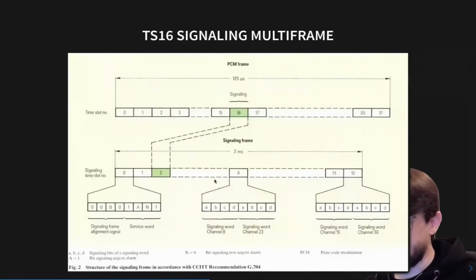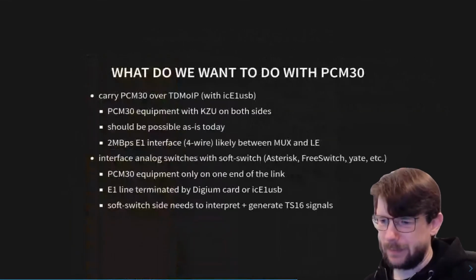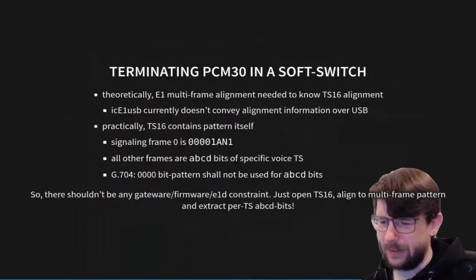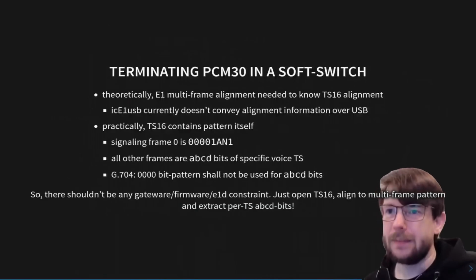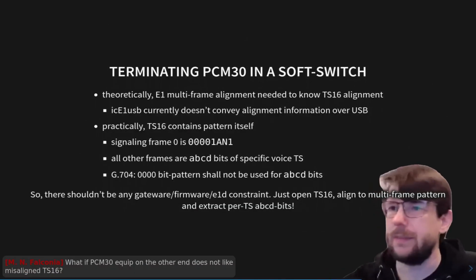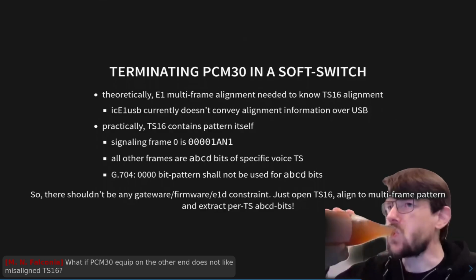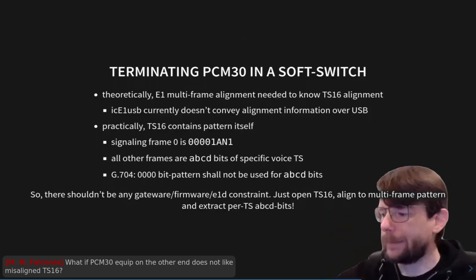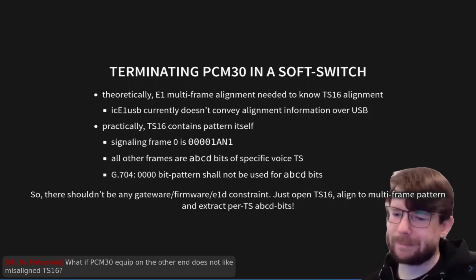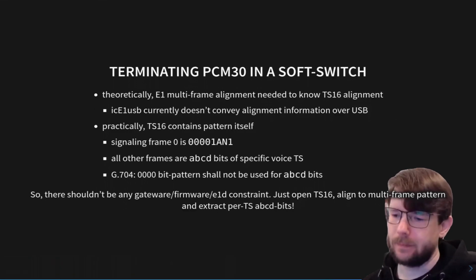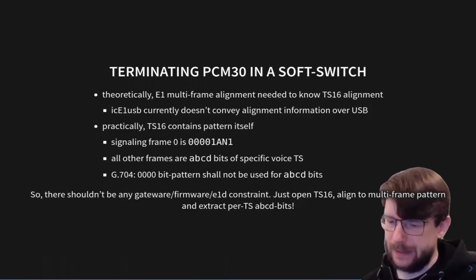And once we are aligned, then we can know which bits correspond to which voice channel and associate that. So that should be trivial. But that's actually the problem, because the other side is the PCM30 equipment. And the PCM30 equipment does not look at that 0000 bit pattern, but it just looks at the multiframe number. And when you're sending that pattern, you don't know how you end up being aligned in the multiframe. Okay, yeah, we can talk about that.